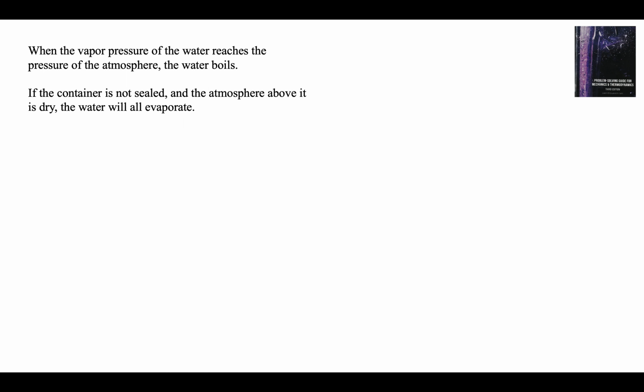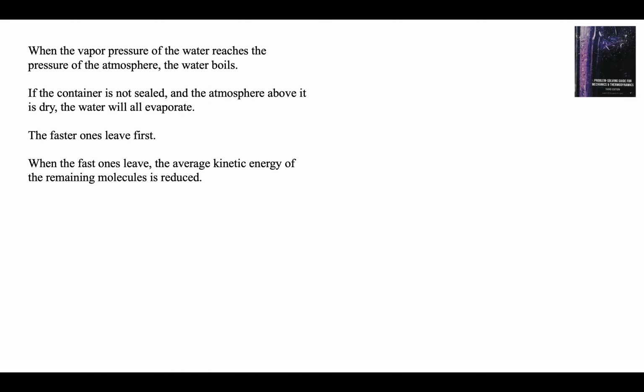And if the container is not sealed, the atmosphere above it is dry, all the water is escaping and not coming back. It's going to evaporate. The faster ones go first. And this is important to understand. When the fast ones leave, the kinetic energy of the remaining molecules goes down because the fast ones left. If you have a distribution of test scores and you take away all the scores that are above 90%, the average of the remaining is going to go down. And this is called evaporative cooling. If you take away the hot ones, the new average is going to be lower.